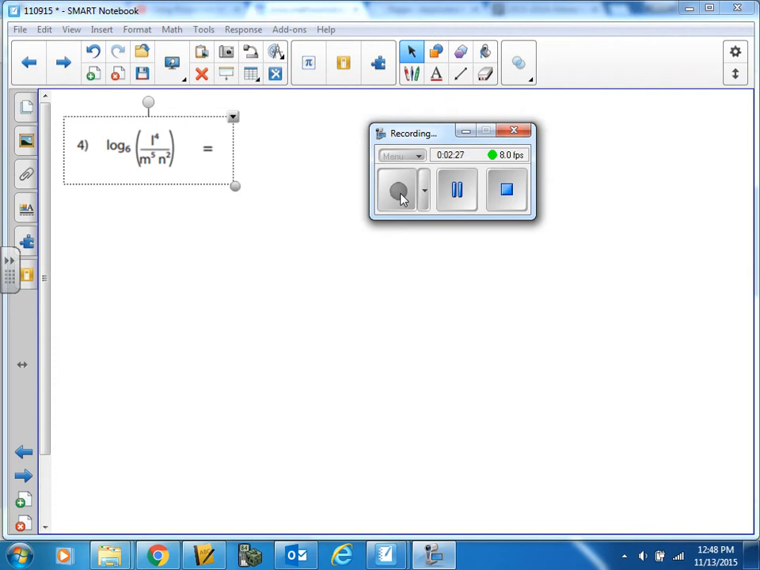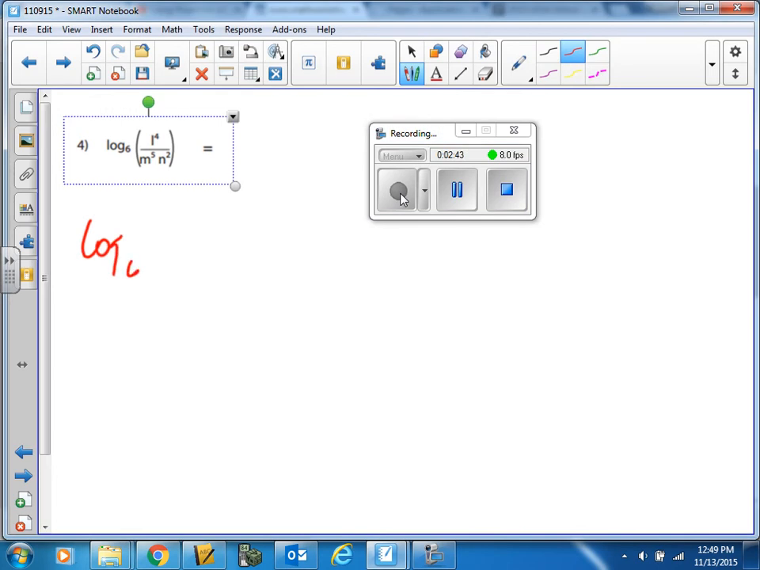Right, on to number 4. We have log base 6 of L to the 4th divided by m to the 5th n squared. So I'm going to break this up. Log base 6 of L to the 4th minus, maybe that might be an I, it's a variable either way, minus log base 6 of m to the 5th n squared.